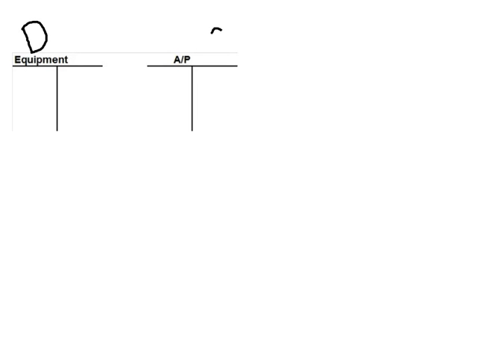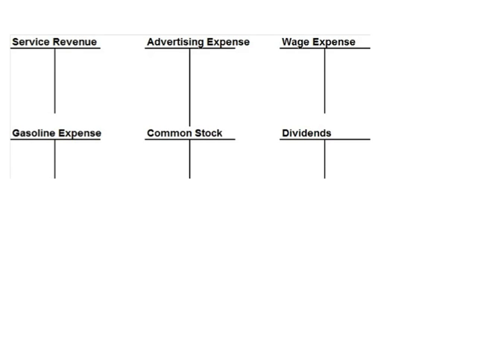Continuing with our T accounts, we have equipment and accounts payable. Equipment is an asset account with a debit balance, while accounts payable is a liability account with a normal credit balance. We have a few more T accounts for this problem. We have service revenue, advertising expense, wage expense, gasoline expense, common stock, and dividends.